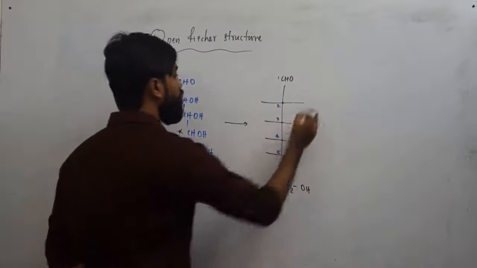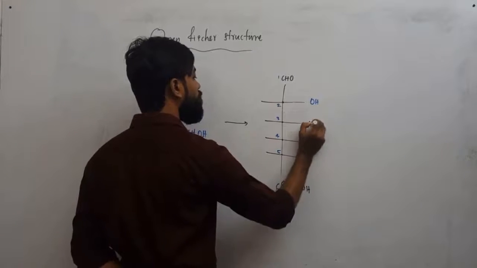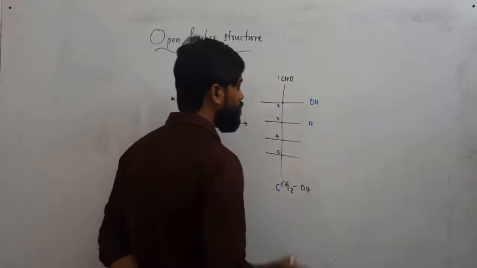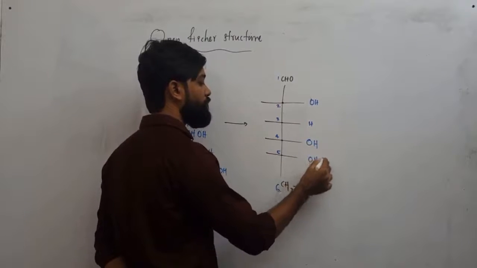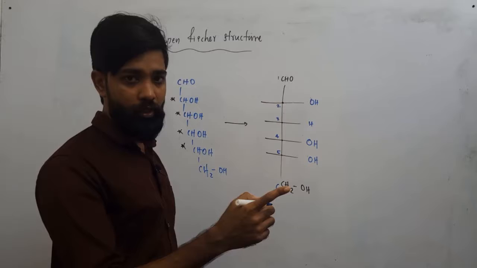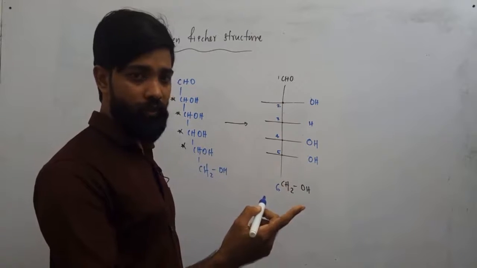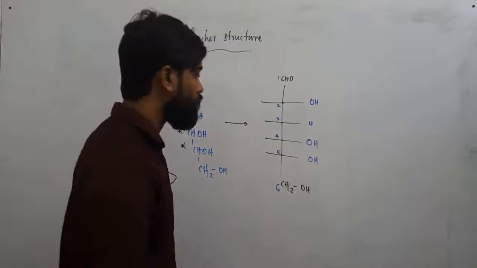In the second carbon, the OH will be on the right side. In the third carbon, H on the right side. Fourth carbon, OH on the right side. Fifth carbon, OH on the right side. This is the order. Second one, OH right. Third one, H right. Fourth one, OH right. Fifth one, also OH right.